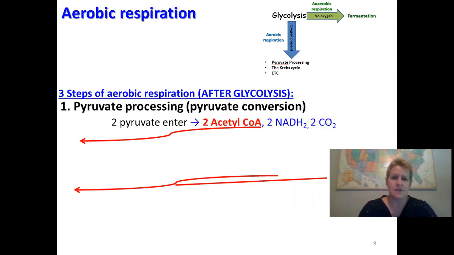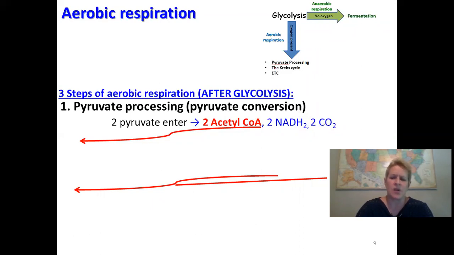The first thing is that pyruvate is going to be processed. It's called pyruvate processing. So it's telling you it's processing pyruvate. It's also known as pyruvate conversion. I don't know what you learned it as, but it's known as pyruvate processing. So what happens is 2 pyruvate enter, and what I put in red here is the main product that can go on to the next step. So the main product's in bright red. Now the side products are, look, some more 2 NADH2s. That was produced from glycolysis too, okay? We'll talk about all those hydrogen ions shortly.